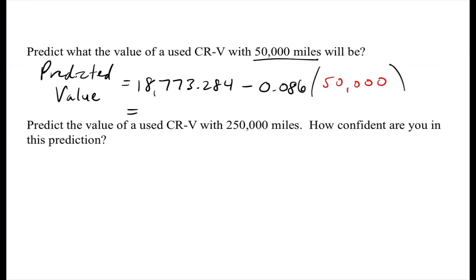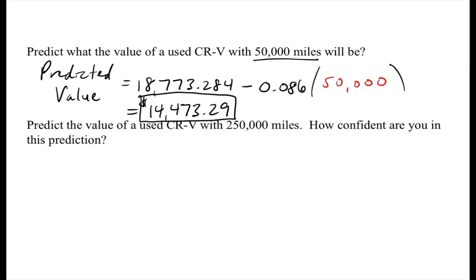What operation am I going to do first? Subtraction or multiplication? Yeah, multiplication, the distributive, which is the same as multiplication. So do multiplication and then subtract. Don't do subtraction first and then multiplication. When you do that, what do you get? 14,473.284. We'll go with 29 cents since it's dollars.